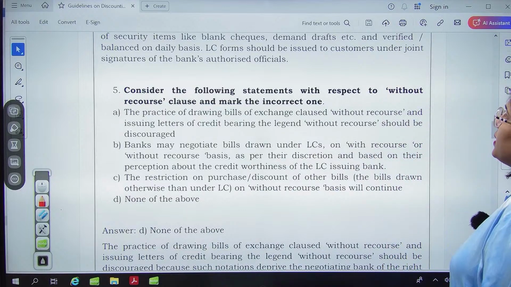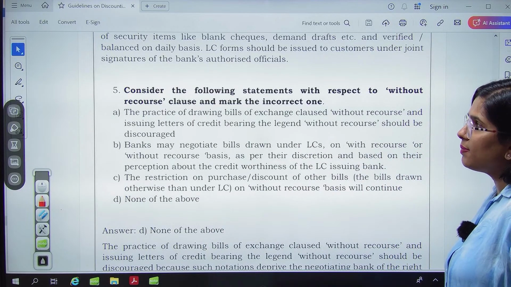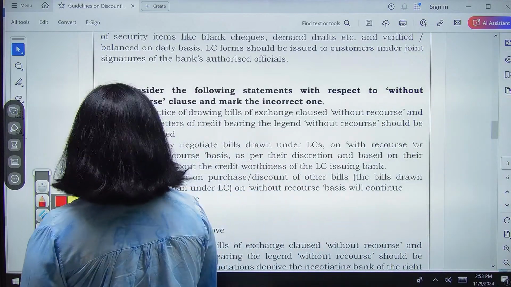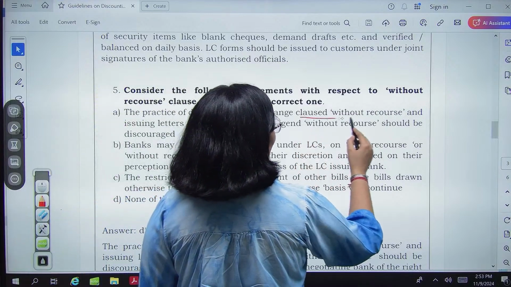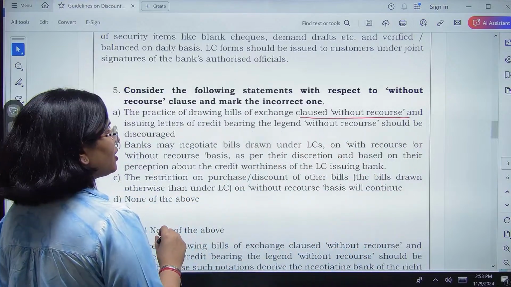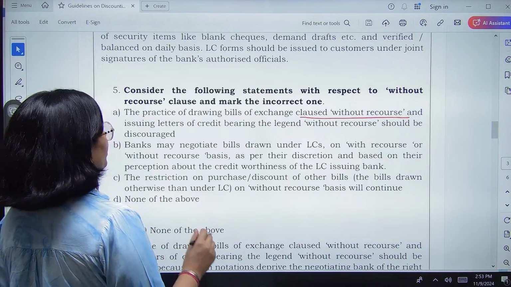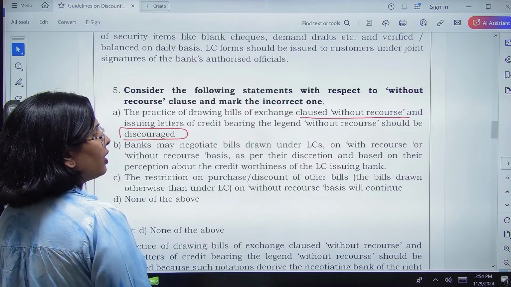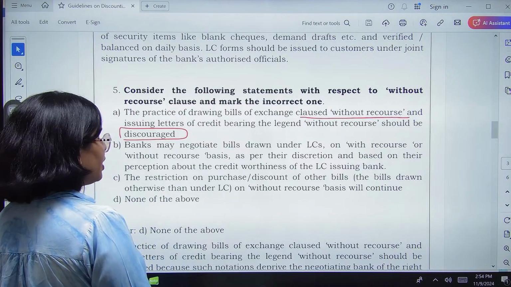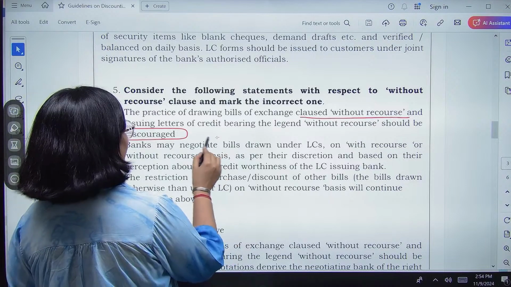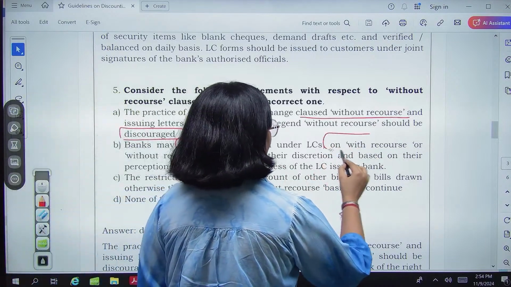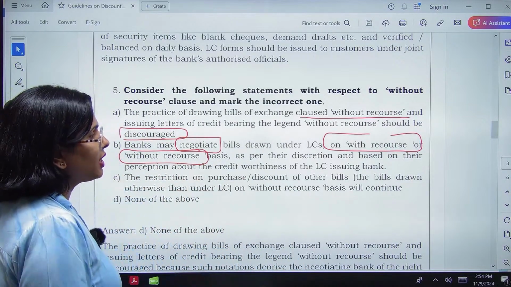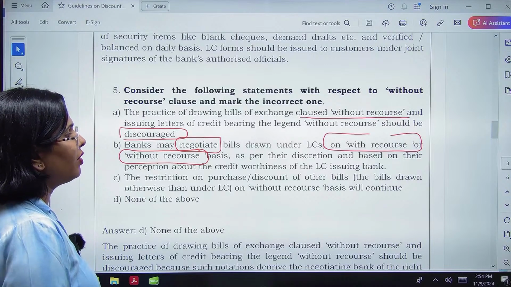So consider the following statement with respect to the without recourse clause and mark the incorrect one. The practice of drawing bills of exchange with the clause without recourse and issuing letters of credit bearing the legend without recourse should be discouraged. Banks may negotiate bills drawn under a letter of credit on a with recourse or without recourse basis. मतलब आप negotiate कर सकते हैं, as per their discretion and based on their perception about credit worthiness.